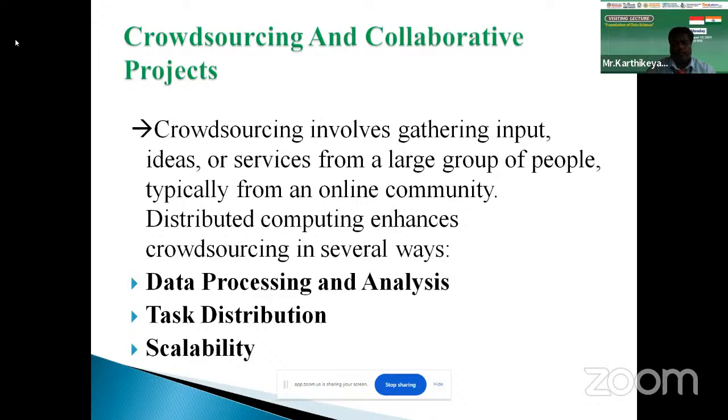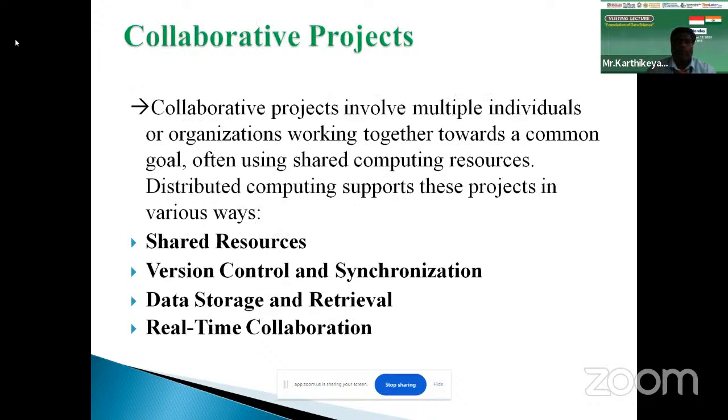Next, collaborative projects. These involve multiple individuals or organizations working together towards a common goal, often using shared computing resources. Distributed computing supports these projects in various ways. The first is shared resources, the second is version control and synchronization, the third is data storage and read-write, and the next is real-time collaboration.